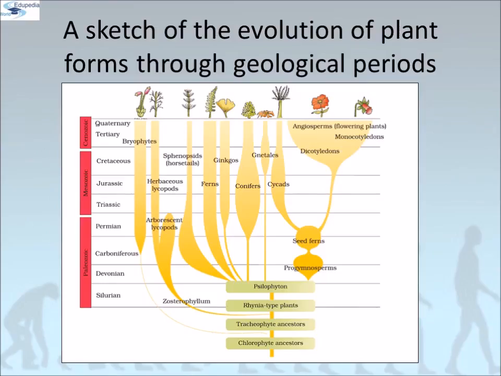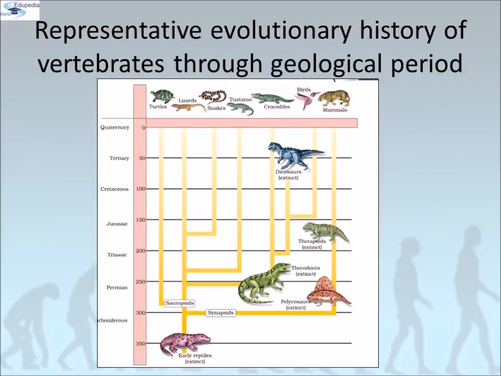Here you can see a sketch of the evolution of plant forms through geological periods. Here you can see how the angiosperms, the flowering plants, evolved. This is a representative evolutionary history of vertebrates through geological periods. Here you can see turtles, lizards, snakes and crocodiles, birds, and finally the mammals. And in between you can see the dinosaurs, which are extinct, and all of that you can see in the picture.